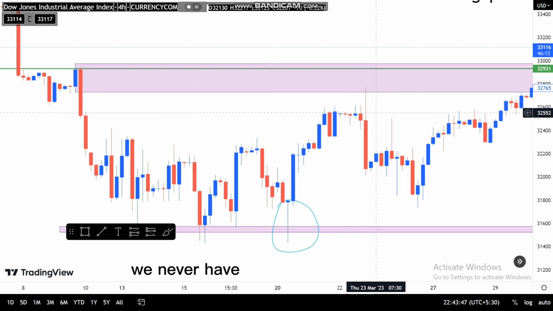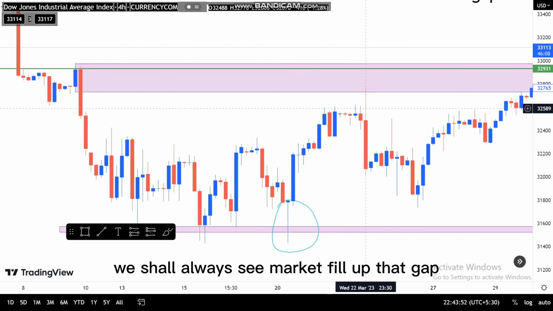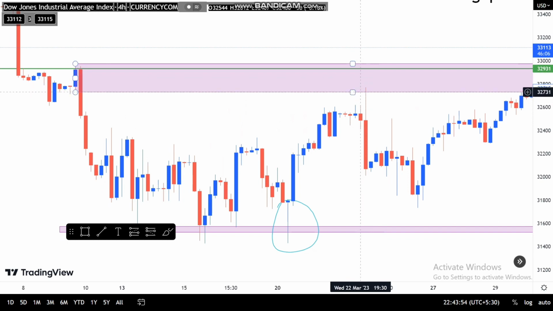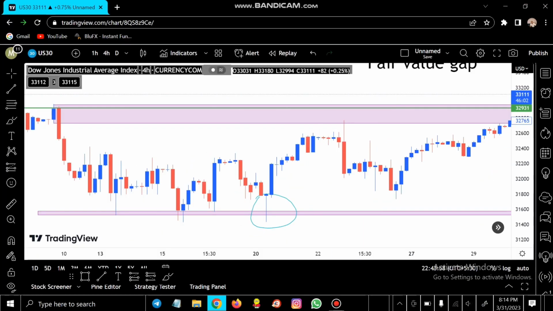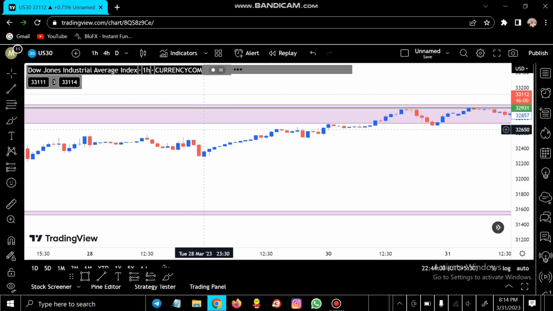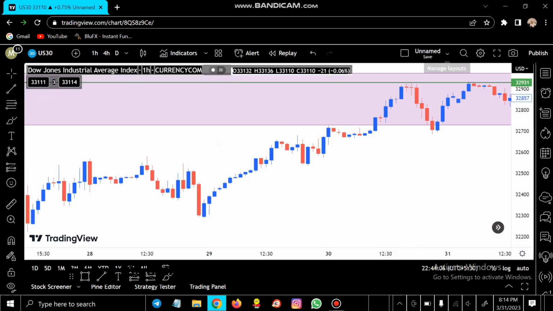In most cases, whenever we have a fair value gap in the market, we will always see the market fill up that gap. And I'm also going to show you how someone would benefit off this sell. So let's go to the smaller time frame. The time frame that I like to play around with is the smaller time frame, like the 5 minutes time frame, or sometimes the 15 minutes time frame.